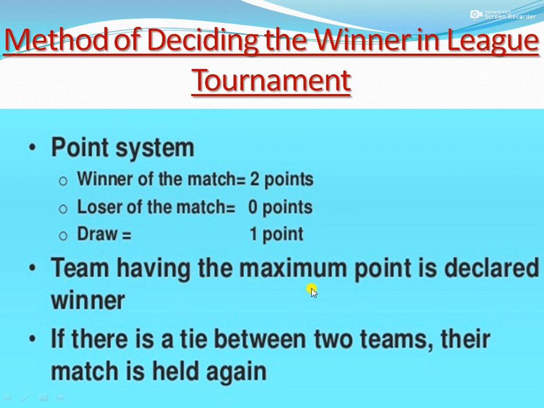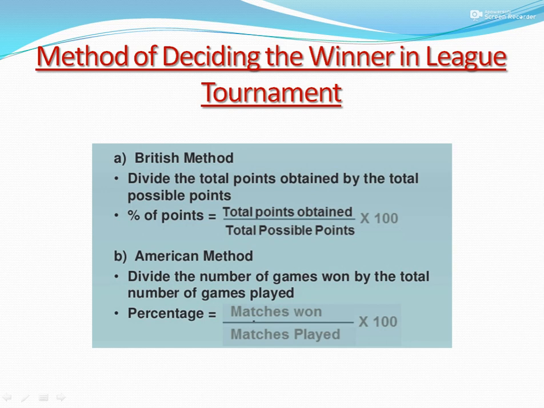And the team having the maximum points is declared the winner. If there is a tie between two teams, their match is held again. We are only talking about the final, right? Okay, now we have two methods of deciding the winner in a league tournament. First is the British method and another is the American method, right?